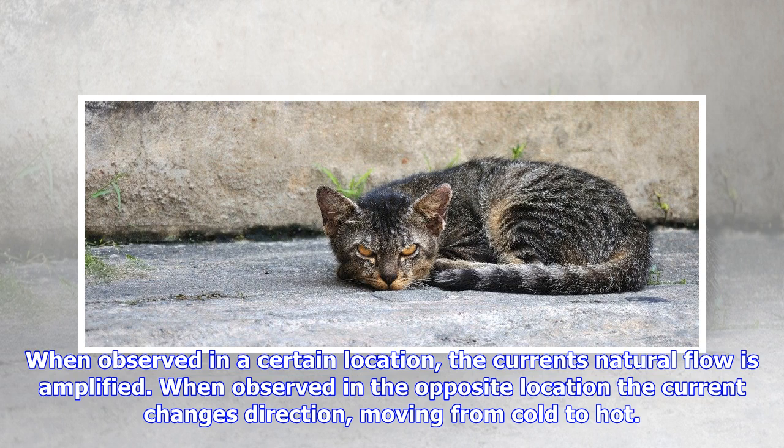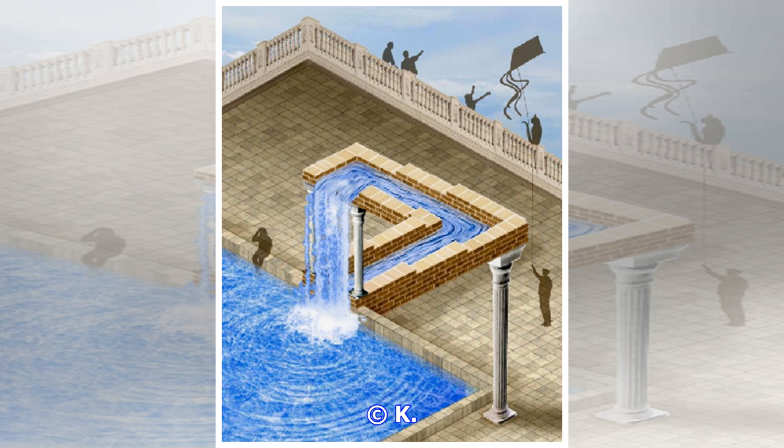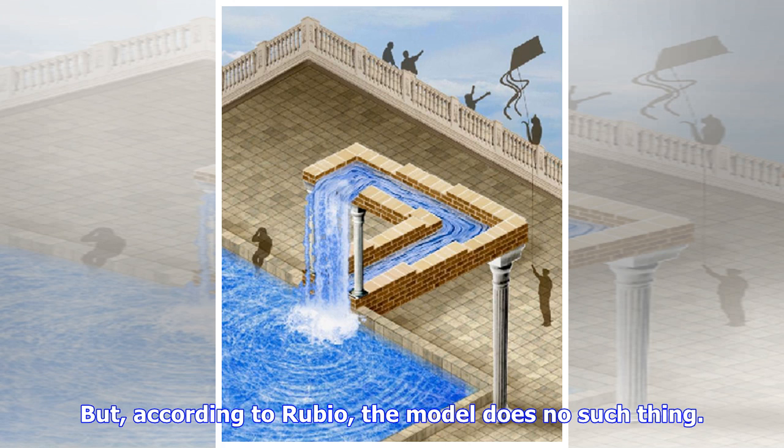When there is no observer, the heat flows from warmer to cooler, as you would expect. When observed in a certain location, the current's natural flow is amplified. When observed in the opposite location, the current changes direction, moving from cold to hot. Below, you can see an artist's impression of the role of a quantum observer as it would apply to water flow depending on where the observer is positioned, and what part of the figure is seen. The water will be seen to flow differently.